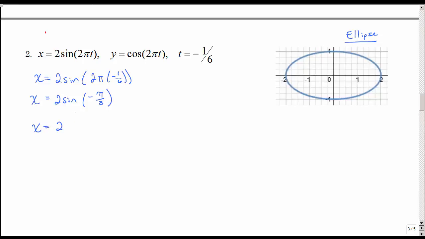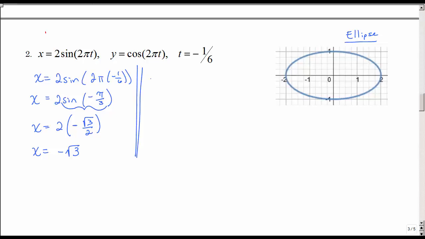So that's 2, and what is the sine of negative pi over 3? Think about that. Where is negative pi over 3? It's in the fourth quadrant, so you should know sine is negative in the fourth quadrant. Pi over 3, 60 degrees, reference angles. So you should get x is negative square root of 3.